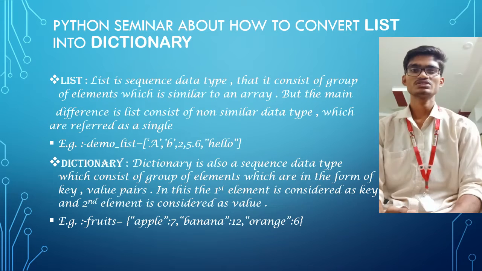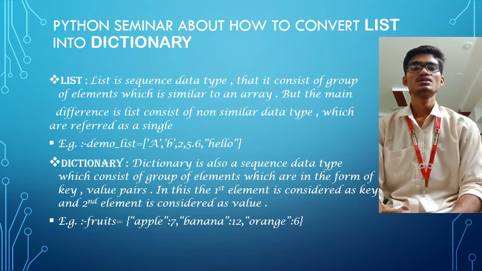A dictionary is also a sequence data type that consists of a group of elements of non-similar data types that are in the form of key value pairs. Here in a dictionary, the first element is considered as the key and the second element is considered as the value. Let's see an example of a dictionary.